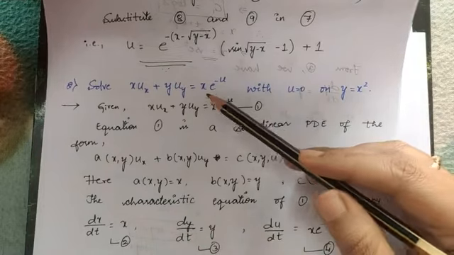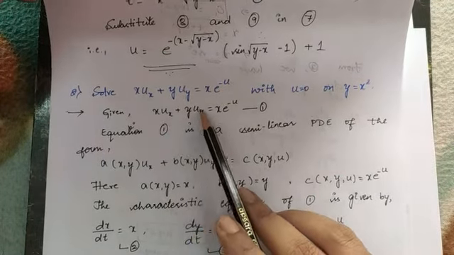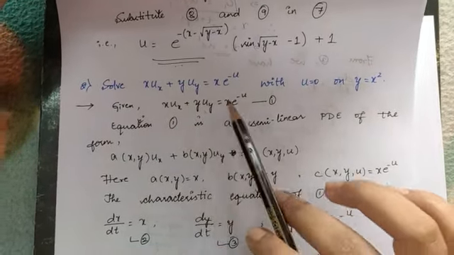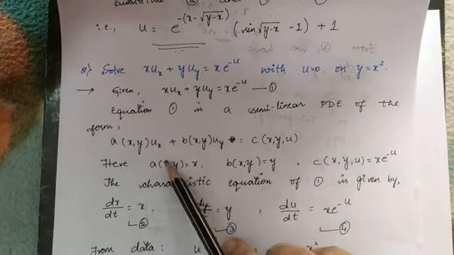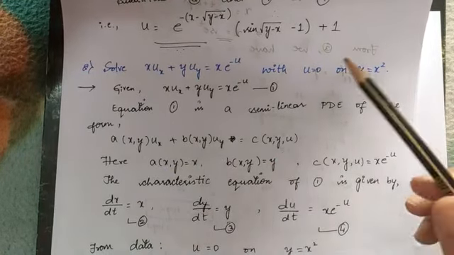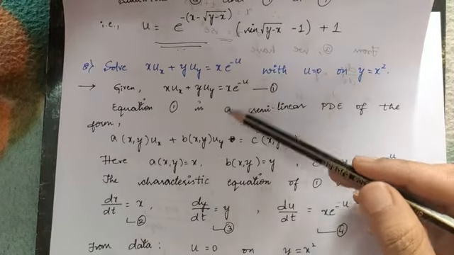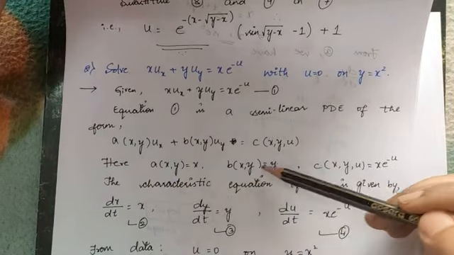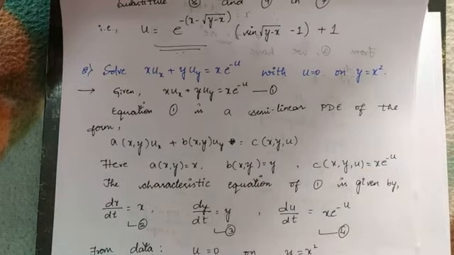So this was the given PDE, that is x ux plus y uy is equal to x e power minus u. This is my semi-linear partial differential equation. Its general form is a of x comma y ux plus b of x comma y uy is equal to c of x comma y comma u. If I compare the general form with the given equation, the value of a of x comma y is x, b of x comma y is y, and c of x comma y comma u is x e power minus u.